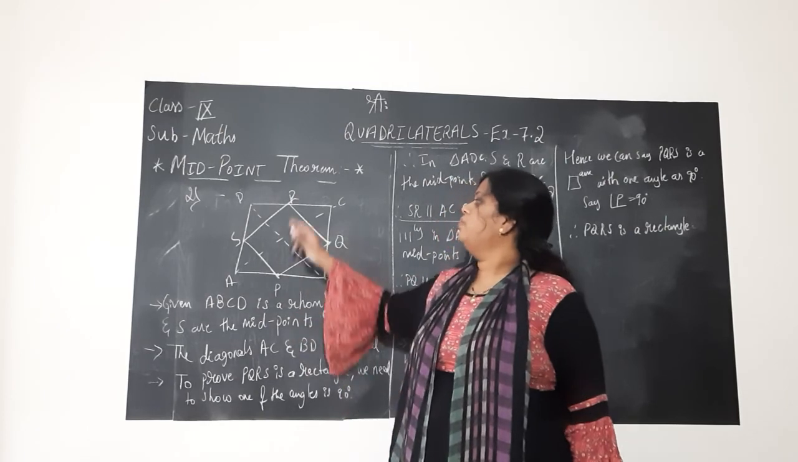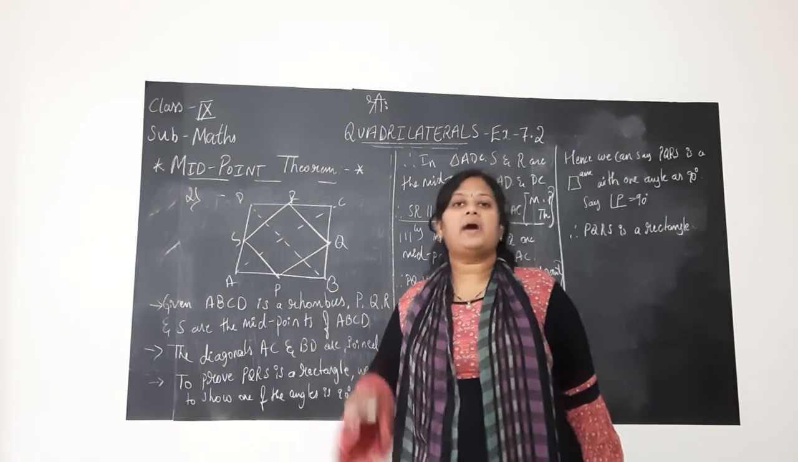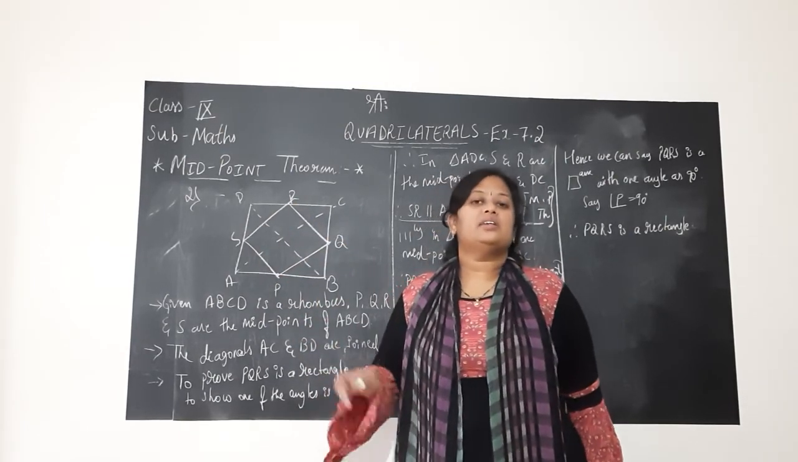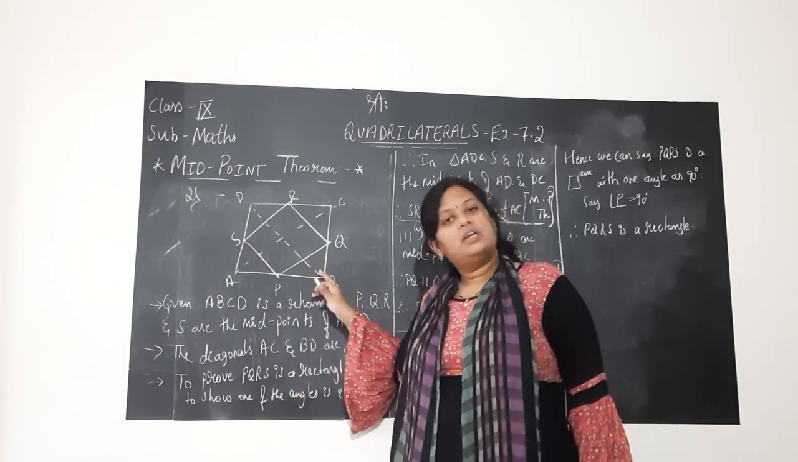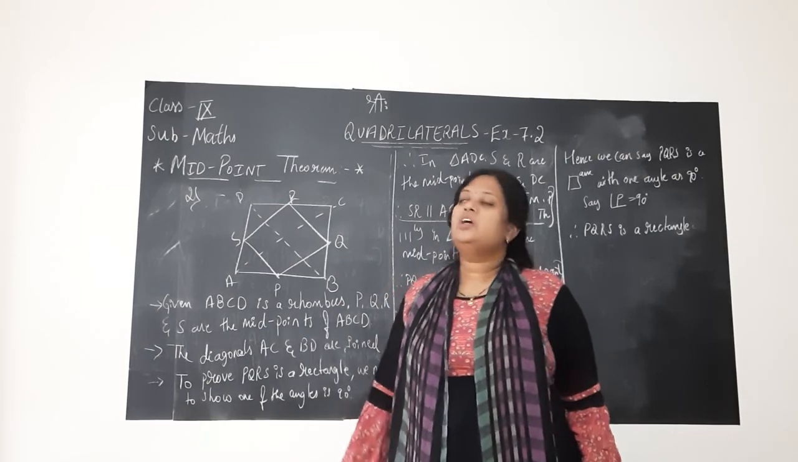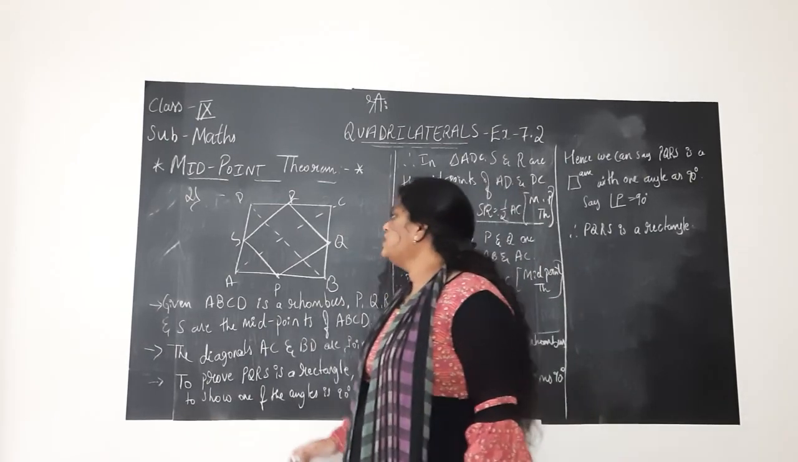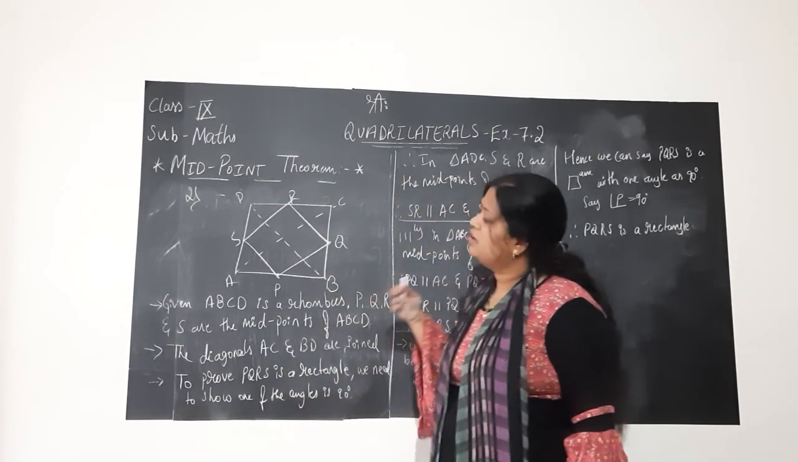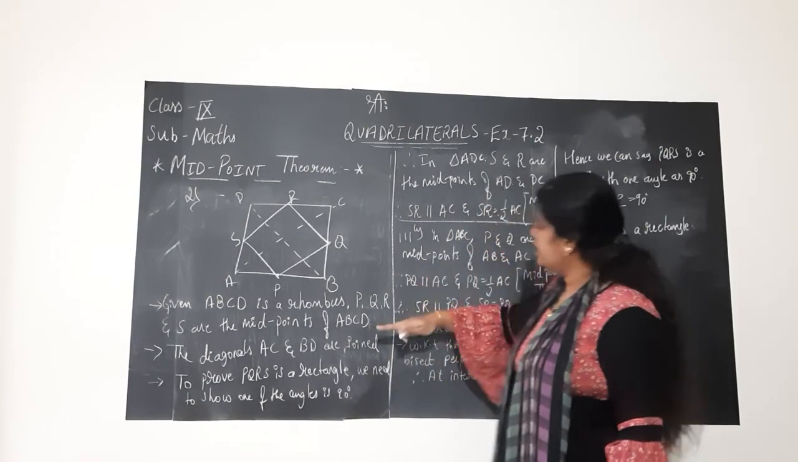In the previous problem, we proved PQRS is a parallelogram, children. But here they are asking us to prove PQRS is a rectangle, provided ABCD is a rhombus. So it is very simple. Obviously, we will do it as we solved the first problem until here.